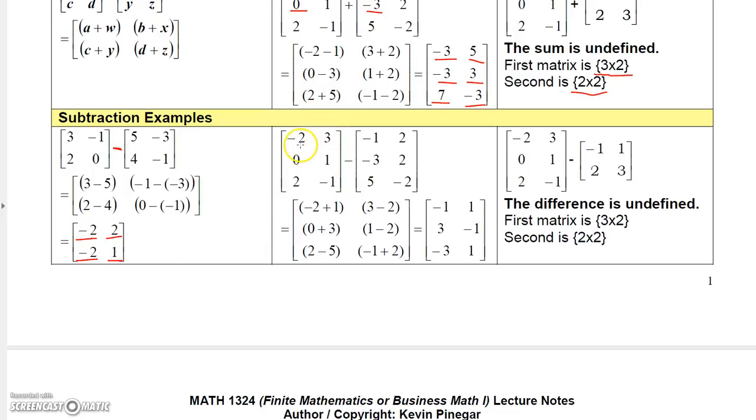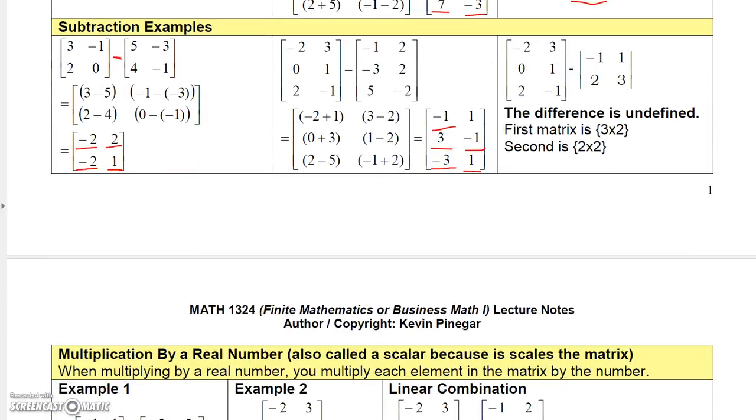If we want to subtract these two, you get -2 minus -1, so that's -2 plus 1, which is -1. 3 minus 2 is 1. 0 minus -3 is 3. 1 minus 2 is -1. 2 minus 5 is -3. And -1 minus -2 is -1 plus 2, which is 1. And of course, you can't subtract these either, because they're different sizes.